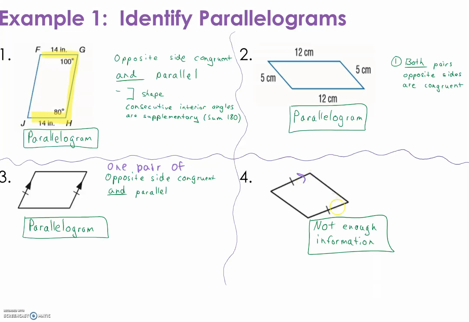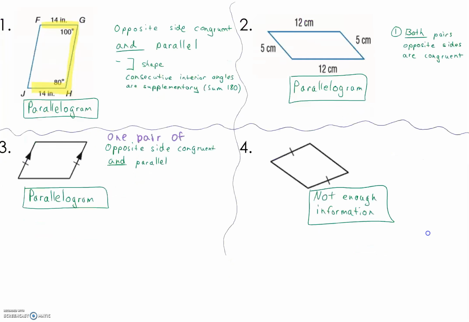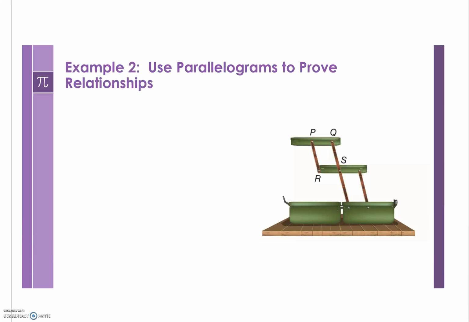I would either need that those sides are parallel, or I could do it by saying the other pair of sides are congruent. But with what I have, I don't have enough information. Moving on to our next example.